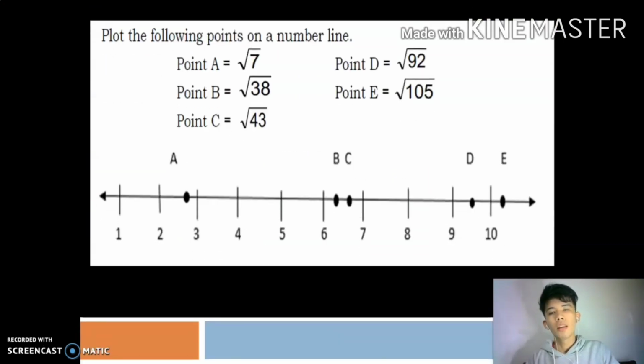Kapag ganito naman, plot the following points on a number line. Halimbawa, point A. Ganun din lang ang gagawin nyo. Hanapin nyo kung saan malapit yung square root of 7, and then, using estimation to the nearest hundredths, makikita nyo yung value ng square root of 7. Kapag may nakalagay na point A, yun ang pangalan ng given point. Kaya ang ilalagay nyo sa tapat ng point na ito is point A, imbis na square root of 7. Then, point B, square root of 38. Kaya ang katapat ng tuldok na ito is B, hindi na yung square root of 38. Dito nyo itatapat yung pangalan ng point.